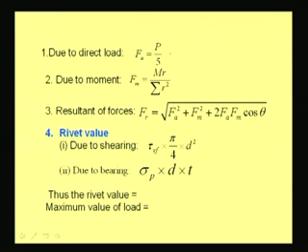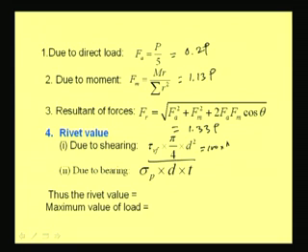So, Fa we are going to get 0.2 P, Fm we are going to get 1.13 P, and Fr we are going to get the resultant force in terms of P as 1.33 P. Now, due to shearing, the rivet value will become tau Vf into pi by 4 into d square, that means 100 into pi by 4 into 21.5 square.